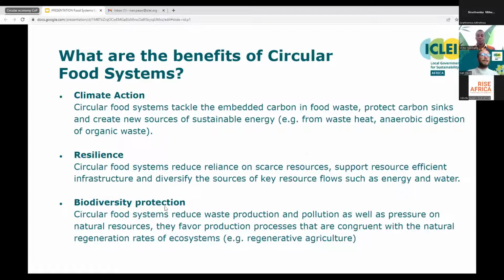When looking at the next two slides, it's very much around the benefits of circular food systems, which is very much related to climate action and biodiversity protection, but also strengthening resilience, specifically by reducing our dependence on specific resources and improving efficiency of systems and resource flows, and emphasizing the interconnectedness between these resources such as energy and water.